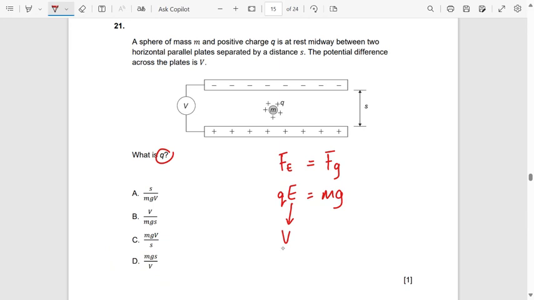Now, electric field strength in parallel plates is equal to the potential difference divided by the distance between them. The distance between them is actually value S. This is our D. So let me rewrite this. So I've got QV over S equals mg. And I'm trying to find a rearrangement for Q. So I've got mgs over potential difference. So it's going to be D. There you go.